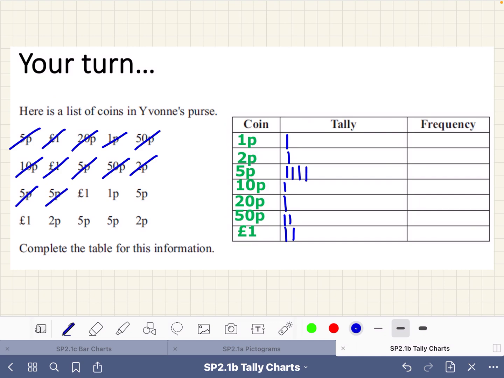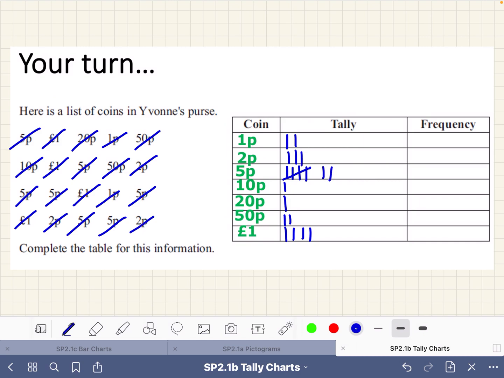You'll sometimes be asked to do this when you are drawing a bar chart, and you do the tally chart first to make sure you've collected the information correctly before you draw it.